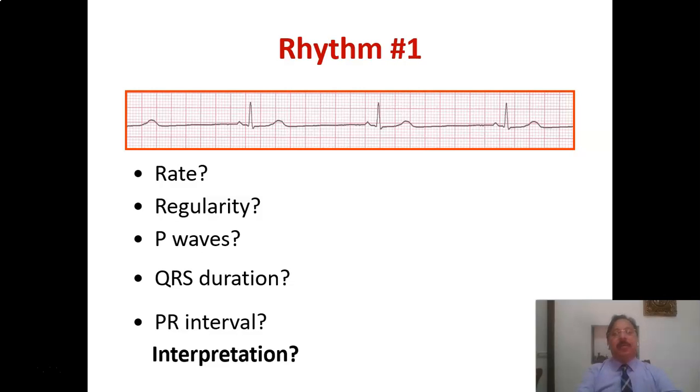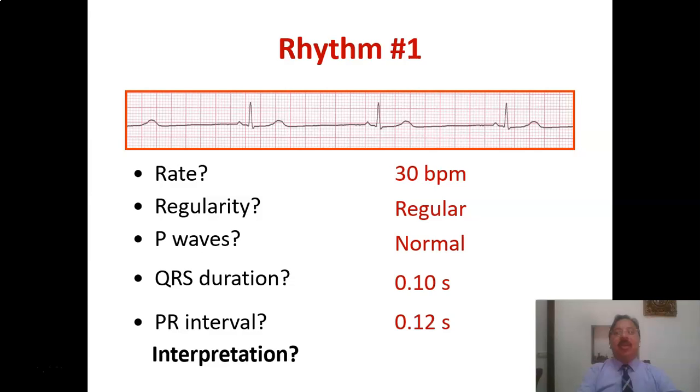So rate here, 30 beats per minute. Regularity, it's regular. Can you see P waves? Yes, they are normal. QRS duration, it's narrow, 0.10 seconds. PR interval, it's normal, 0.12 seconds. What's your interpretation? It's sinus bradycardia.